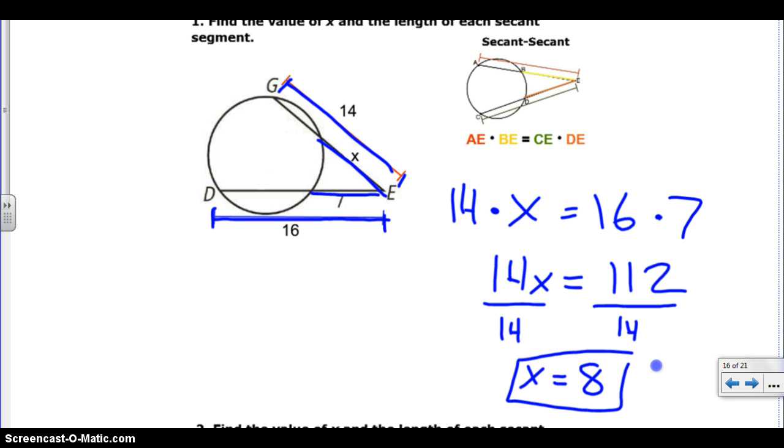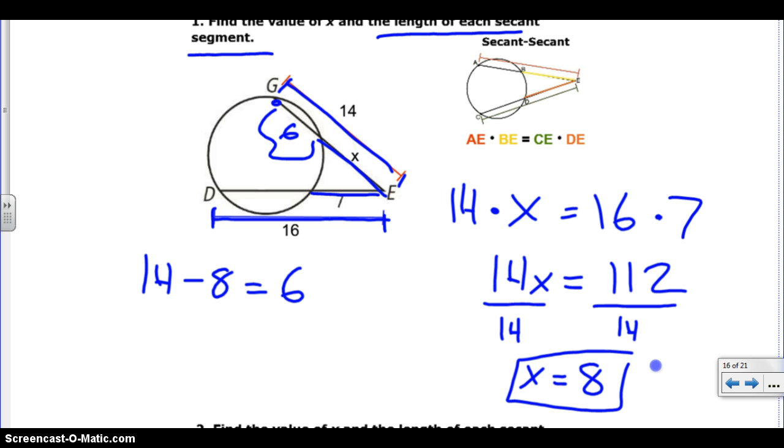So there you go. Now we know that x equals 8, but in the directions we have to find each secant. So how do we find the length of the whole thing? Simple. Like in GE, we know the whole thing's 14, and we know that x is now 8. So to find the smaller piece there, we just do 14 minus 8 to give us 6.